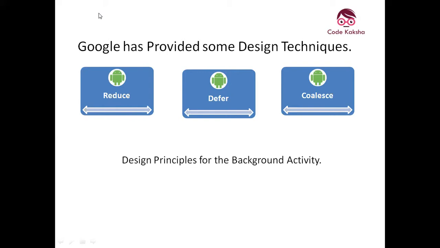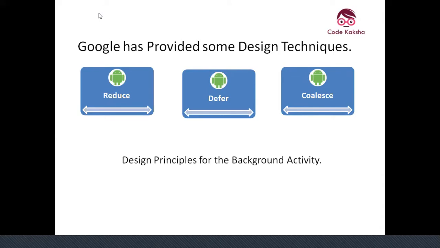And the last one, this is the best one, it is coalesce. That means if it cannot be deferred, right? There are many background activities that cannot be deferred also. So what we need to do is batch all those background activities with other background activities to reduce the wake up overhead, right? So there are cases where you can get rid of background activities.